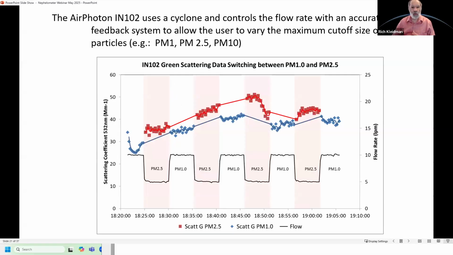So this is some data. This is just showing how our flow rate changes, this is a PM 2.5 flow rate and a PM1 flow rate. So the smaller the particles, the higher the flow rate. And so you can see that we can see a clear distinction here between the PM1 size particles and the PM 2.5. And again, this is just scattering data from one wavelength.